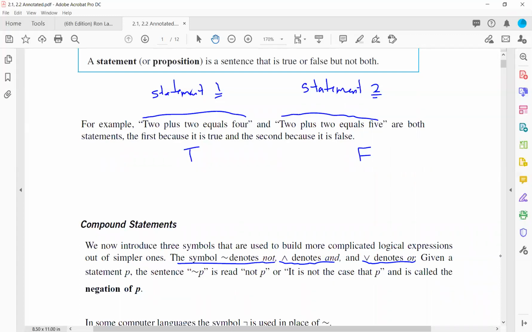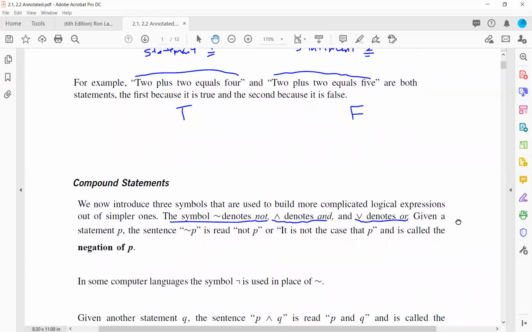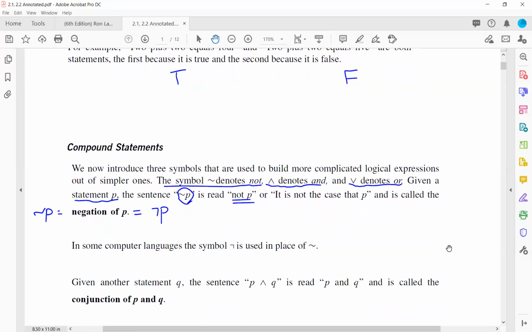Let us start by talking about the negation of a statement. Suppose P is a statement, not P is the opposite of statement P. And we say not P is the negation of P. Sometimes you see this symbol representing the negation, the same meaning, negation of P. Very well.